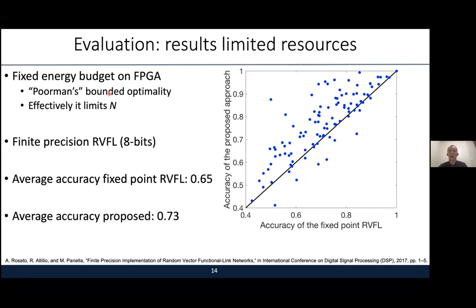And effectively, in the case of RVFL, the limited energy would limit the size of the hidden layer. And of course, we set it on purpose to be less than the optimal values, which we had in the unlimited case. And also the comparison was done with a finite precision RVFL, just to be more fair.